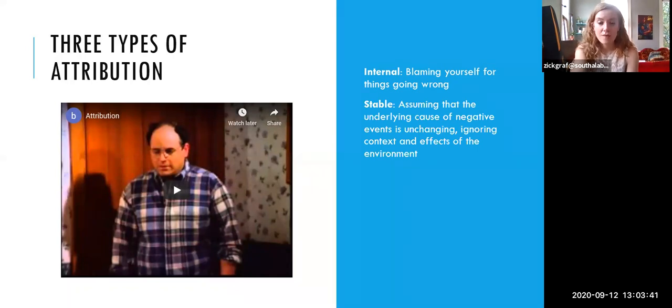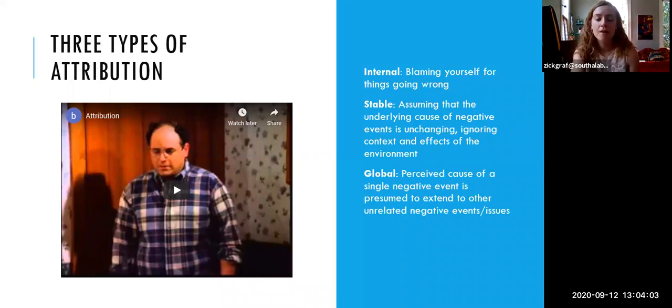Another maladaptive type of attribution is the stable attribution, where when something goes wrong, people with this type of attribution style assume that the underlying cause of it is something that can't be changed. This type of attribution tends to ignore the context that the negative event happened in and the influence of other factors in the environment outside of the self or outside of other unchanging factors. And then lastly, whatever the perceived cause of the negative event is thought to be global, is thought to apply to other situations that may or may not actually be related.